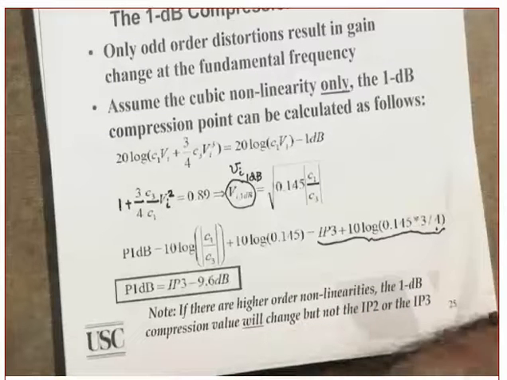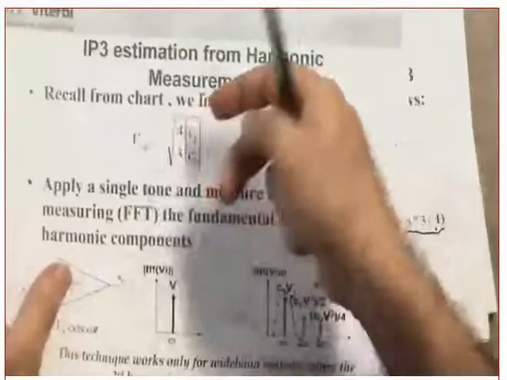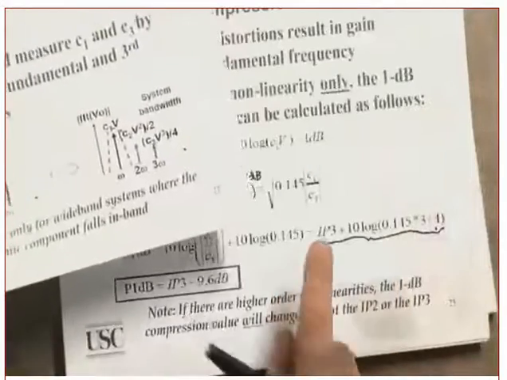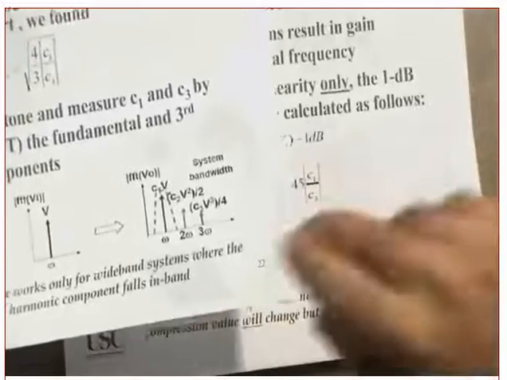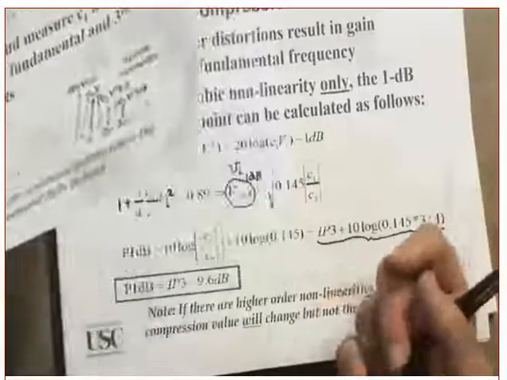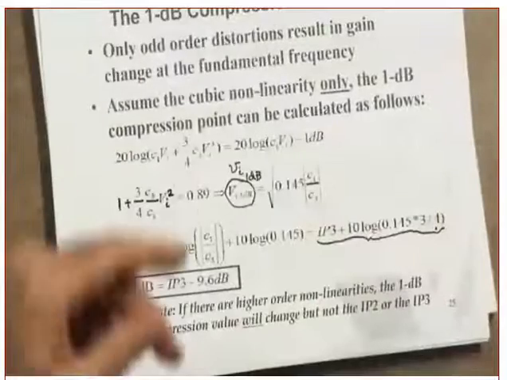This 3/4 is the inverse of this one. Why? Because I'm subtracting. Yes? So the denominator becomes the numerator, numerator becomes denominator. Clear? Clear? Question?